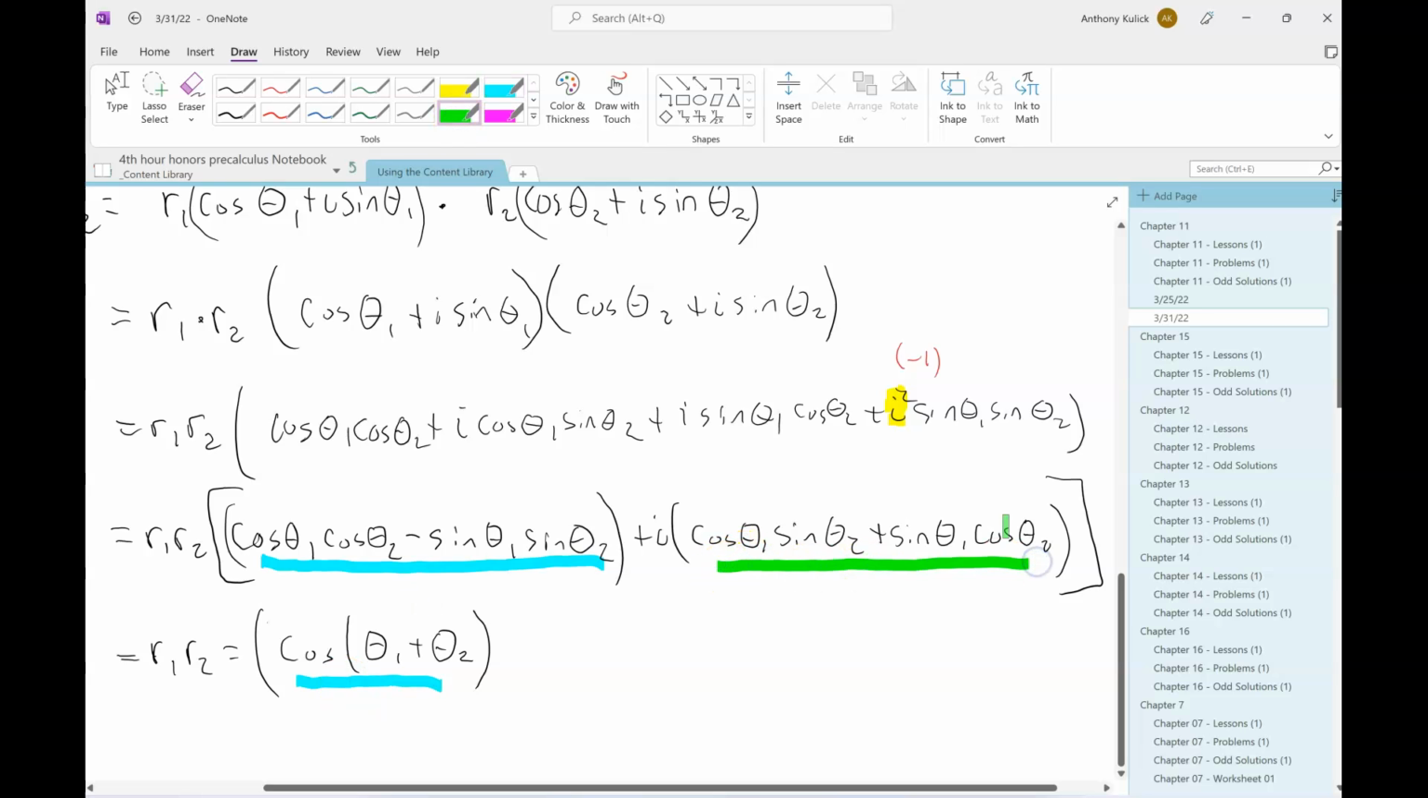And take a look at that second quantity. Does that look familiar? Well, Mr. Kulik's asking me, so the answer is probably yes. It is. That's also an identity. That's the sine of the sum of two angles.